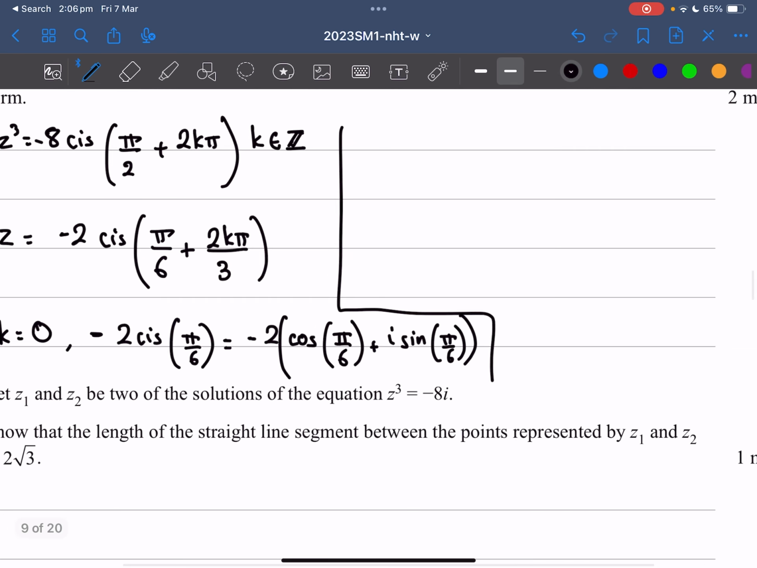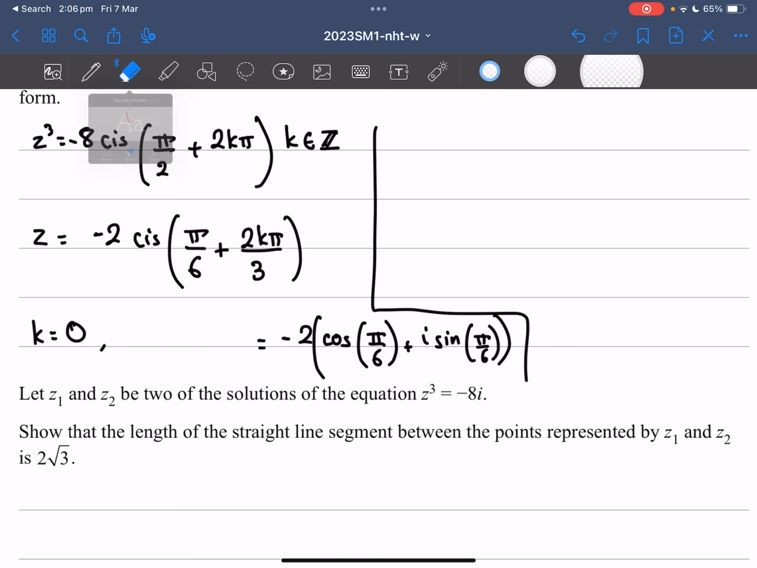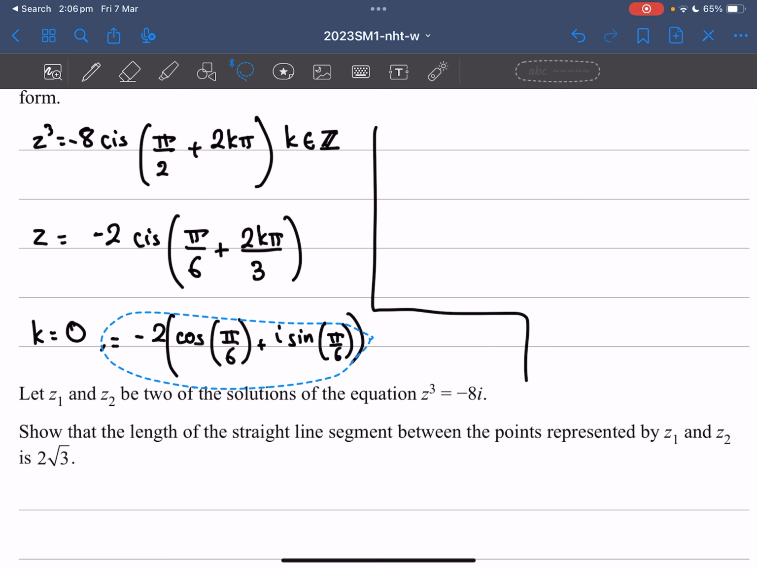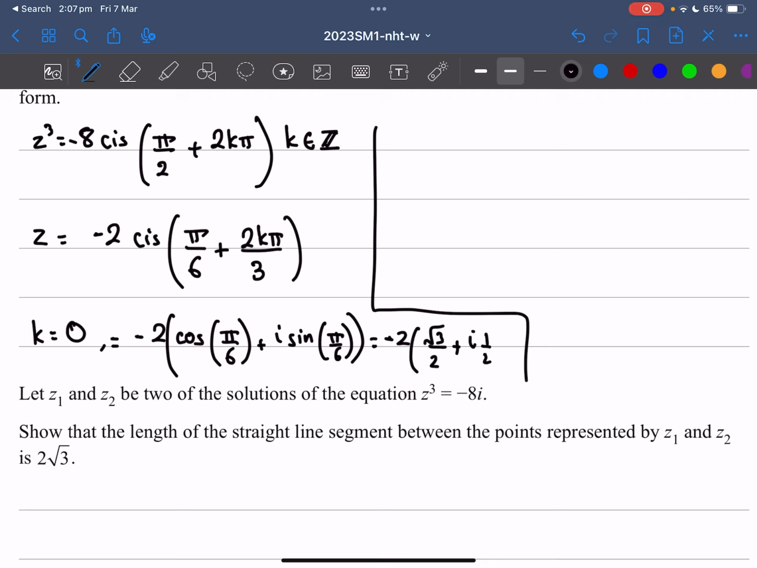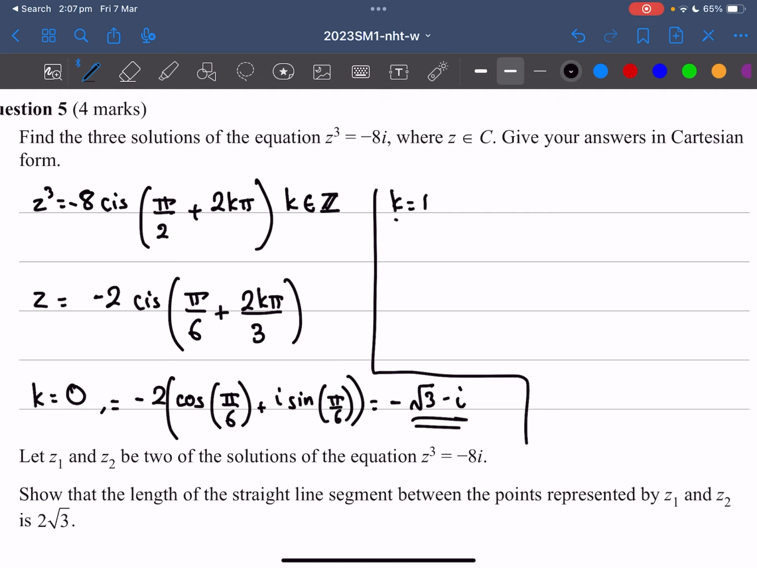So solving for this, let me erase this bit over here. Okay, and this will give us minus 2 times root 3 on 2 plus i 1 on 2. So all of the 2's will cancel out. Okay, and this will give us minus root 3 minus i. Okay, and now let's substitute k equals 1, do the same thing.